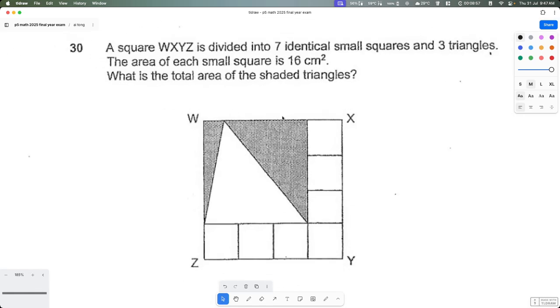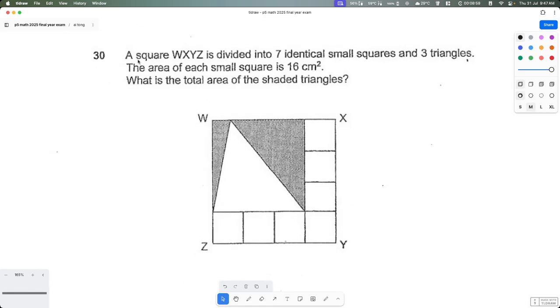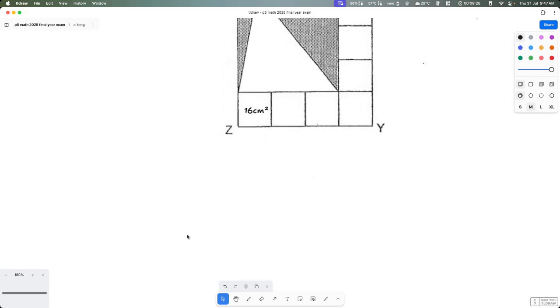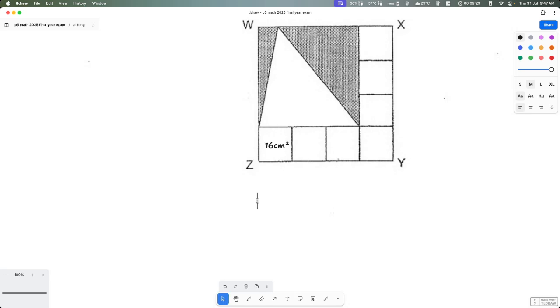Right, last question for paper 1. So square WXYZ is divided into 7 identical small squares and 3 triangles. That's what you see over here. The area of each small square is 16 centimeters squared. So what is the total area of the shaded triangle? We know that one square is 16 centimeters squared.